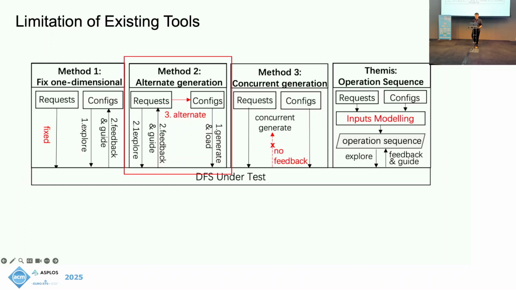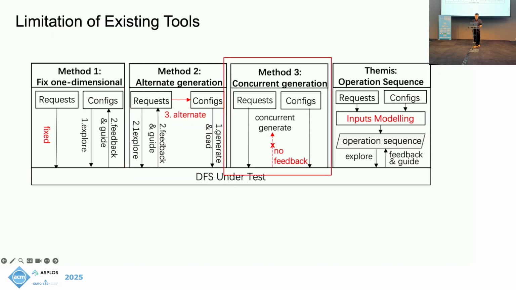For the second method, we can alternately explore two dimensions of input in 3 steps. First, we randomly generate a system configuration, and under that configuration setting, we perform some testing process to explore the client request input space. For the third step, if the exploration of the workload request input space is complete, we generate another new random configuration setting and repeat step 1 and step 2.